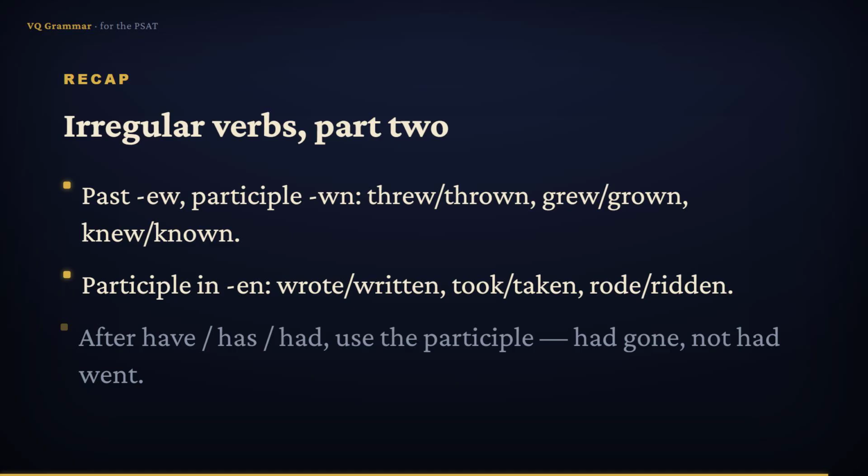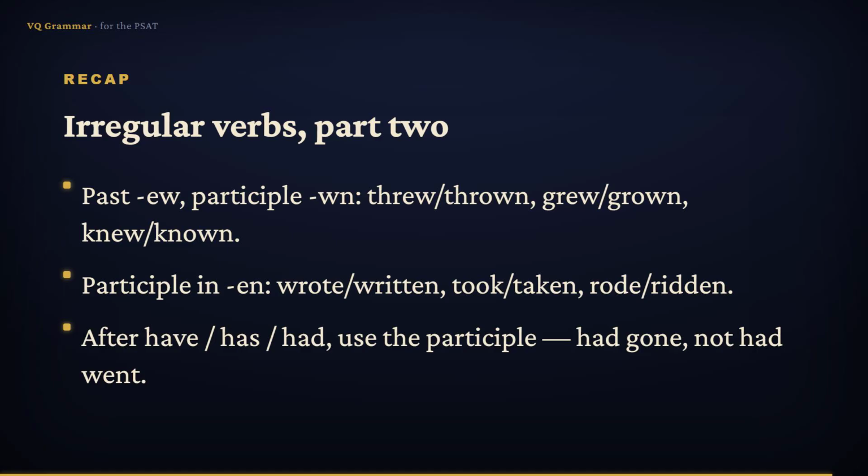But the rule that matters most is this. After a helping verb, have, has, or had, always use the past participle. It's had gone, never had went. When in doubt, find the helper, then use the have form.